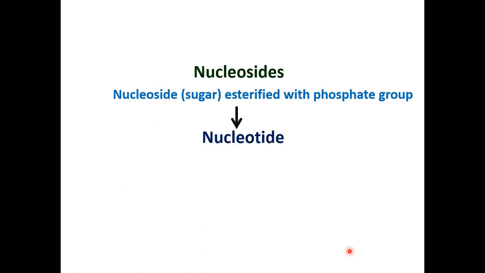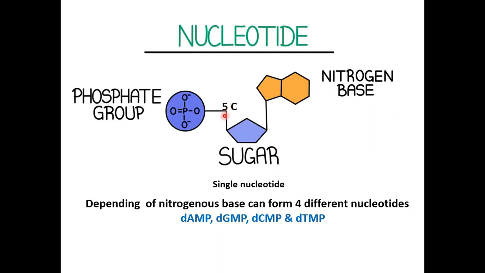Now, how is the nucleotide formed? The nucleoside esterifies with a phosphate group to form the nucleotide. See how it is esterified? It is esterified on the 5th carbon of the sugar. So this is one nucleotide, with a nitrogen base, a sugar and a phosphate group. So this forms one single nucleotide.